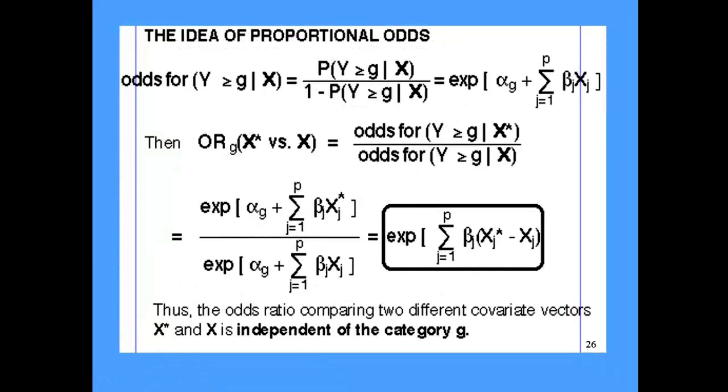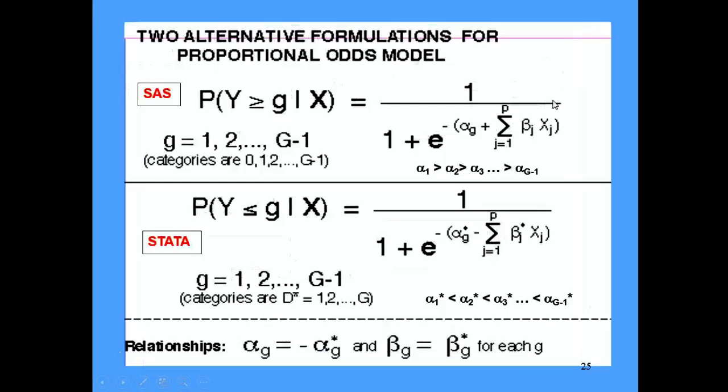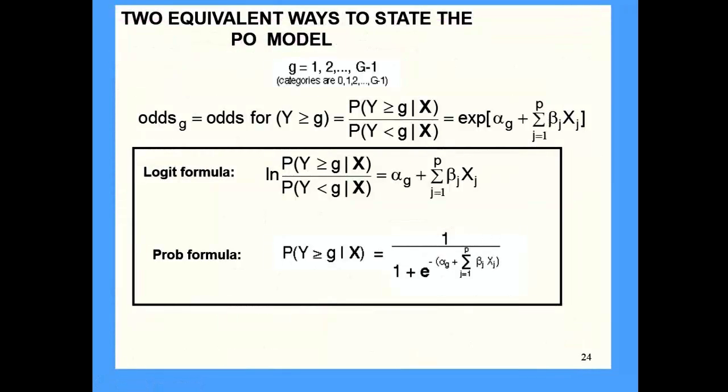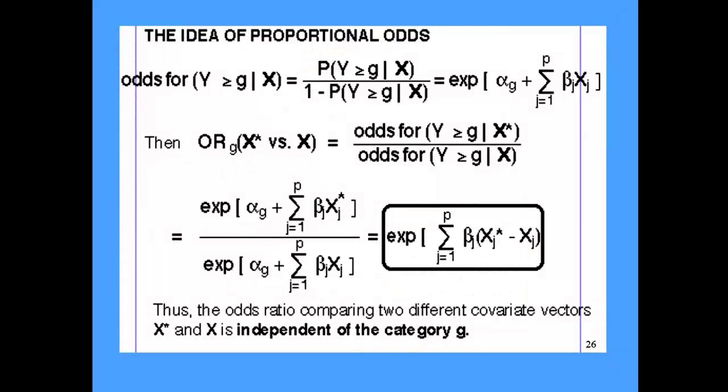Anyhow, now here's what I want to talk about. This relates to the proportional odds assumption. This expression, this over this, is the odds. The odds for y being greater than or equal to g is the probability that y is greater than or equal to g over 1 minus that probability, which is the probability y is less than g. And that's equal to this. I just showed you that on the previous slide.